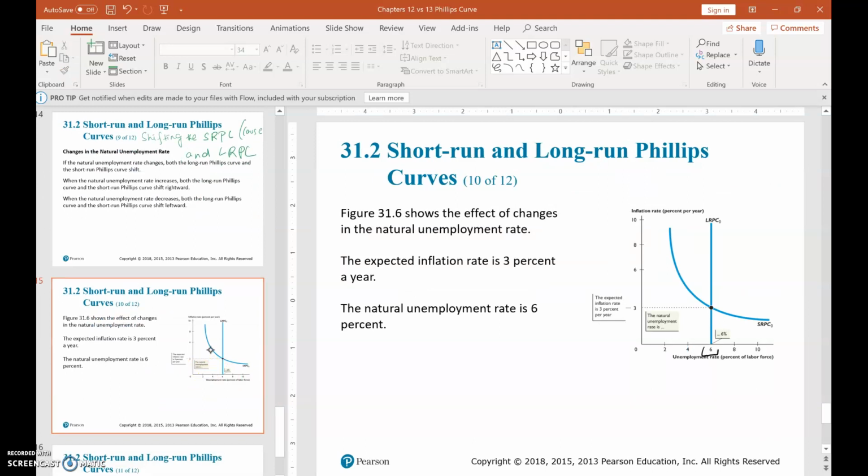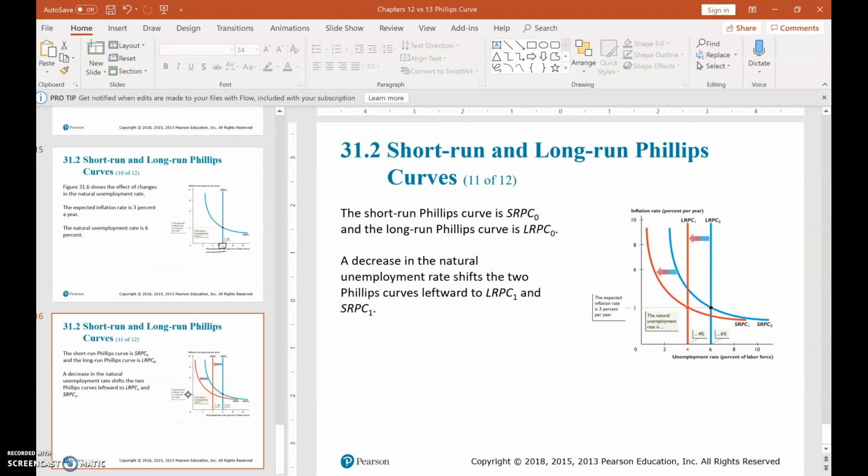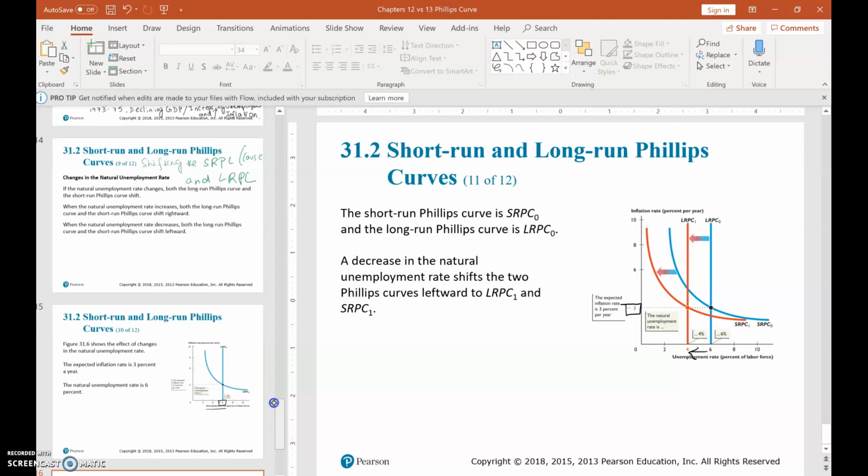So this 6% is the natural rate of unemployment. What happens when the natural rate of unemployment goes up or goes down? In this example, the natural rate of unemployment went down from 6% to 4%. As a result, the long-run Phillips curve and the short-run Phillips curve both shifted to the left, but the expected inflation rate is constant.